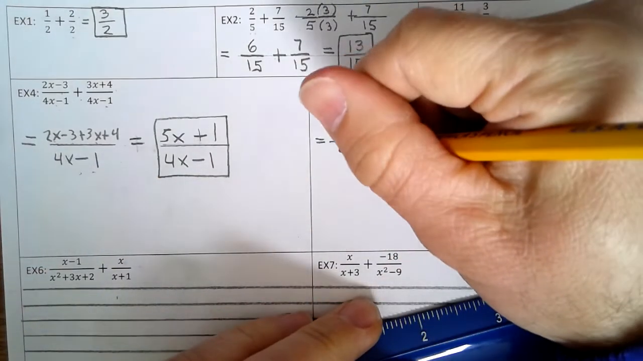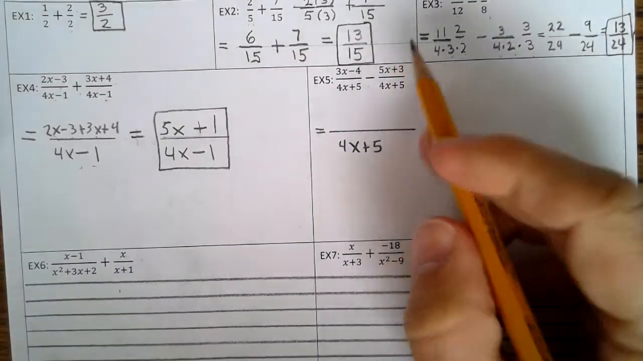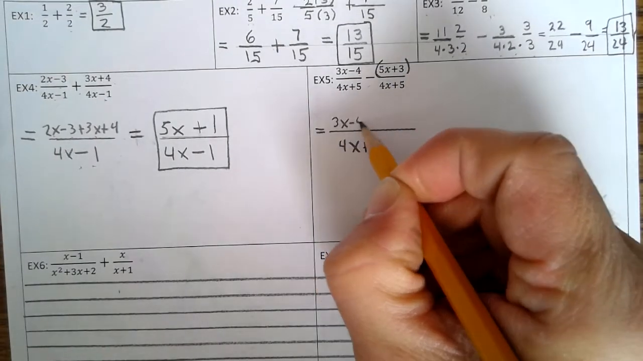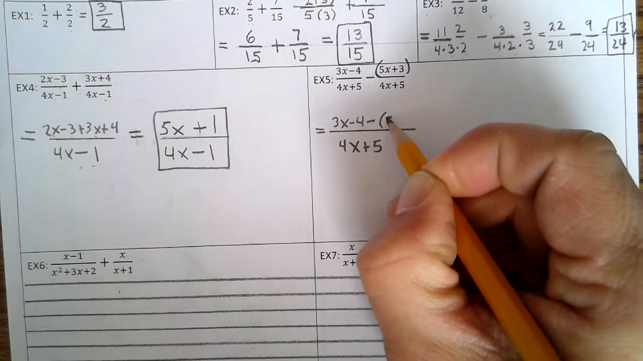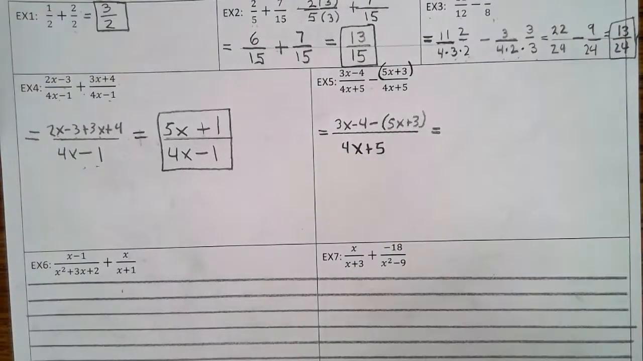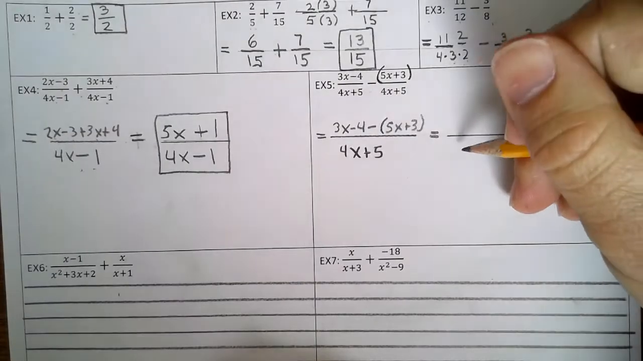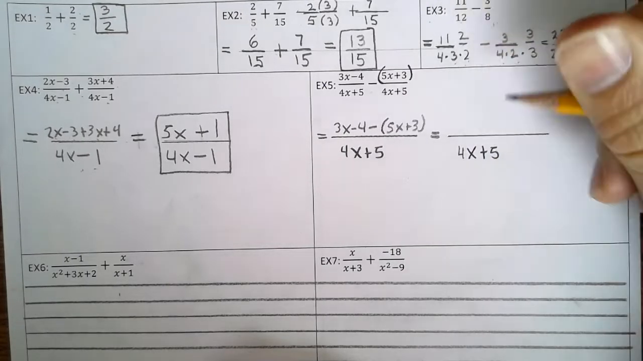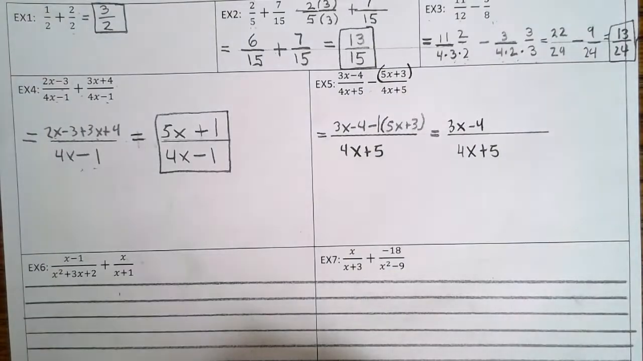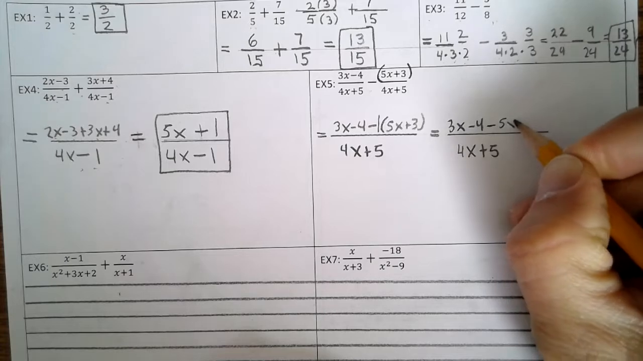But here's where you have to be careful. When you subtract, you're subtracting all of this. So this needs to be in parentheses. So you have 3x minus 4 minus parentheses 5x plus 3. You're subtracting the whole thing. All divided by 4x plus 5. So that's 3x minus 4. And in this case, we're multiplying by negative 1. So negative 1 times 5x is negative 5x. And then negative 1 times 3 is negative 3. And then you combine terms.